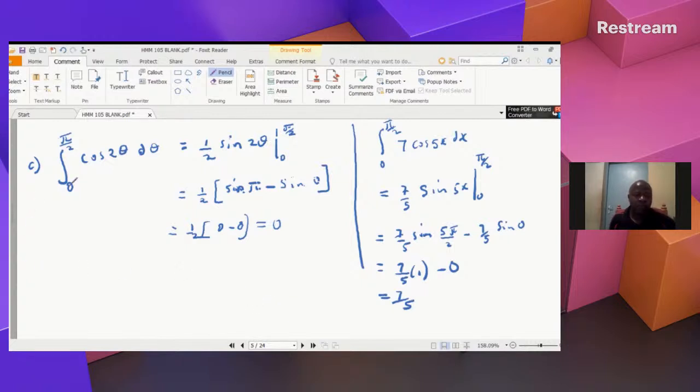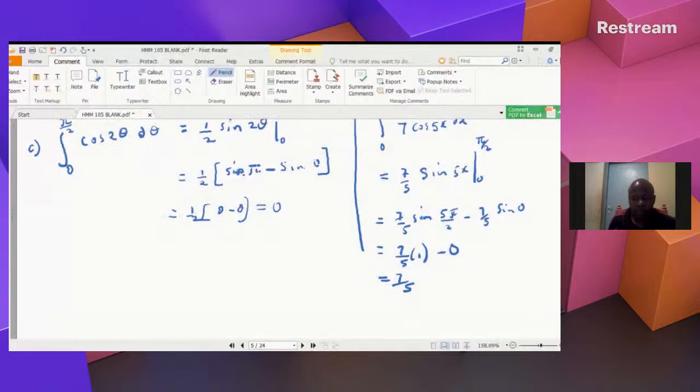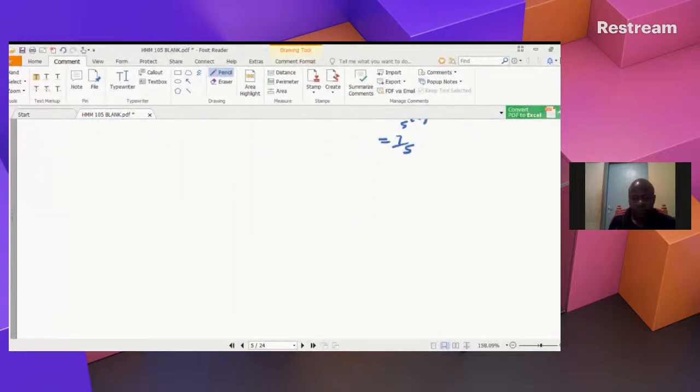Now, the good thing about this integral is that the limits here were angles. What about if the limits are just numbers, not angles? For instance, let me just do an example. I'm just doing this one example and one can generalize it.